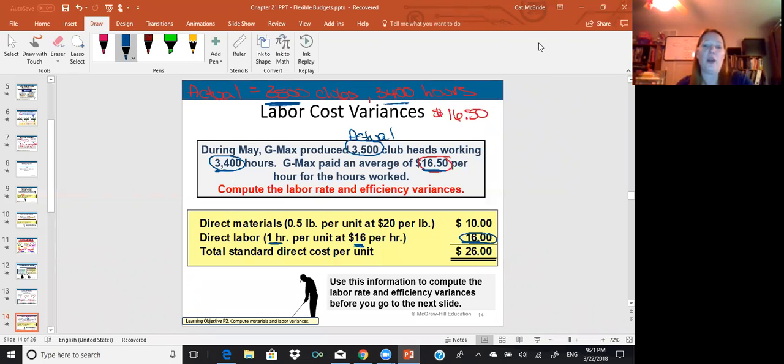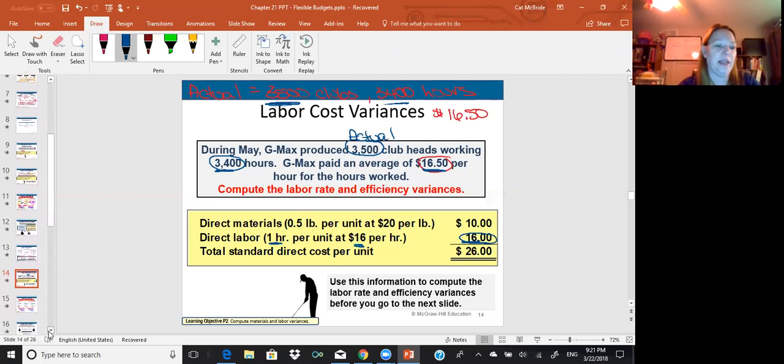3,400. So do I have a variance? Yes. Is it favorable or unfavorable? Favorable. Right. Okay, so now the thing is, the two can kind of mask each other. So now let's look at when we put it all together.